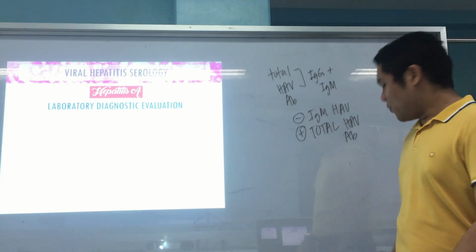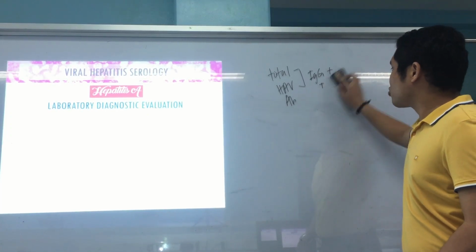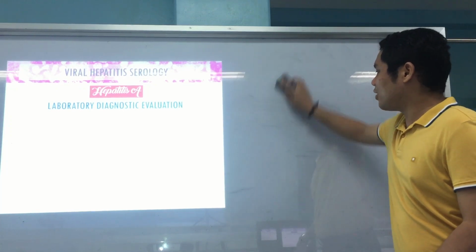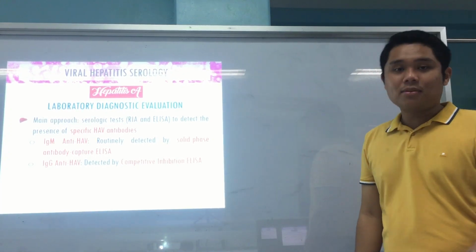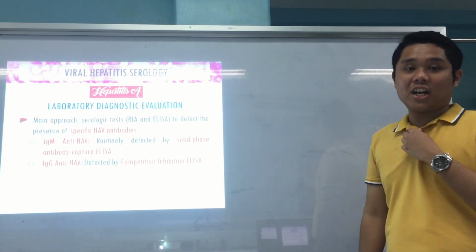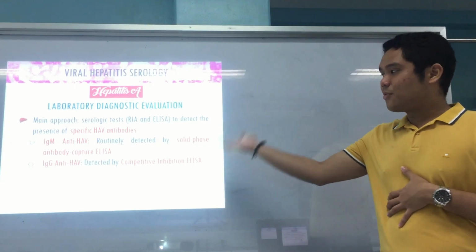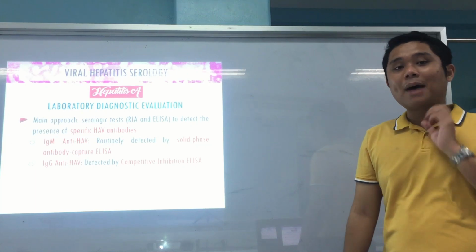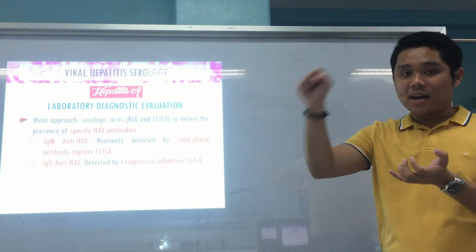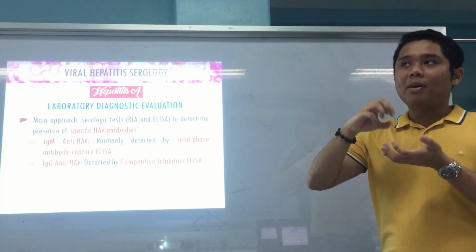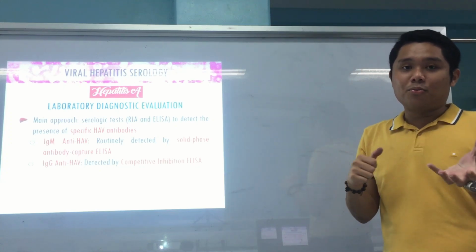Alright. Now for laboratory, where do we come into the picture? As laboratory personnel, the main approach is of course serologic tests, RIA or radioimmunoassay, and ELISA. Very accurate, labeled immunoassays to detect the presence of specific HAV antibodies. So again, for IgM, it's usually solid phase antibody capture ELISA. So yung solid phase ay antibodies that will capture the antibodies. Mura siyang sandwich, di ba? Pero antibodies ang nasa solid phase, tapos i-capture niya itong antibodies sa inyong serum.